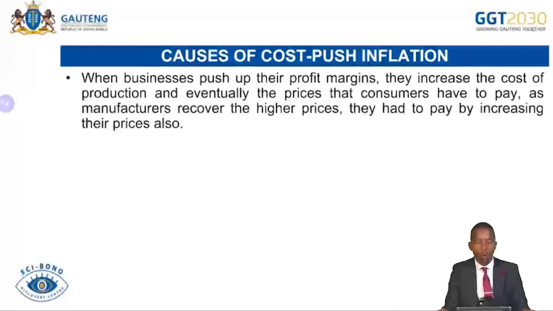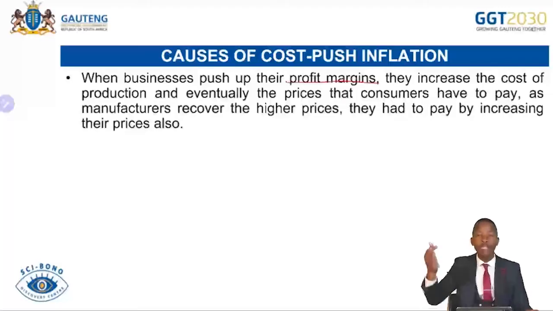We continue. When businesses push up their profit margins, they increase the cost of production and eventually the prices that consumers have to pay as manufacturers recover high prices. They have to pay by increasing their prices also. So as producers set high profit margins, that will mean they will be investing more, there will be more capital that they will employ to increase their production. Because of that, what will happen? The cost of production will also increase for them, and as a result, there will also be a higher selling price within the market, costing consumers more, and that will lead to the cost push inflation.